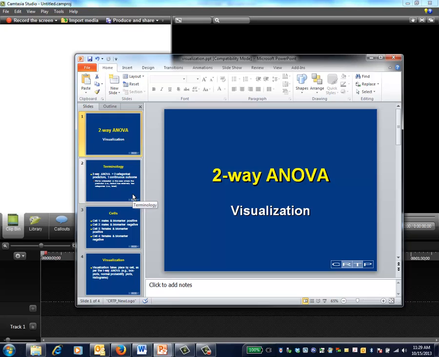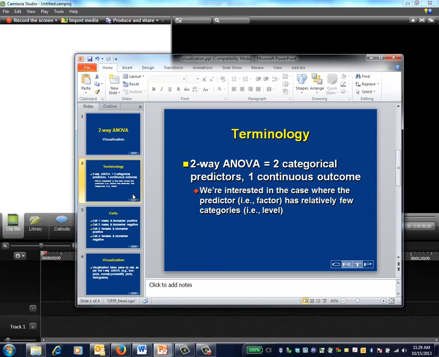This is the two-way ANOVA video and visualization. To remind you about terminology, when you hear two-way ANOVA, you should think two categorical predictors and one continuous outcome.